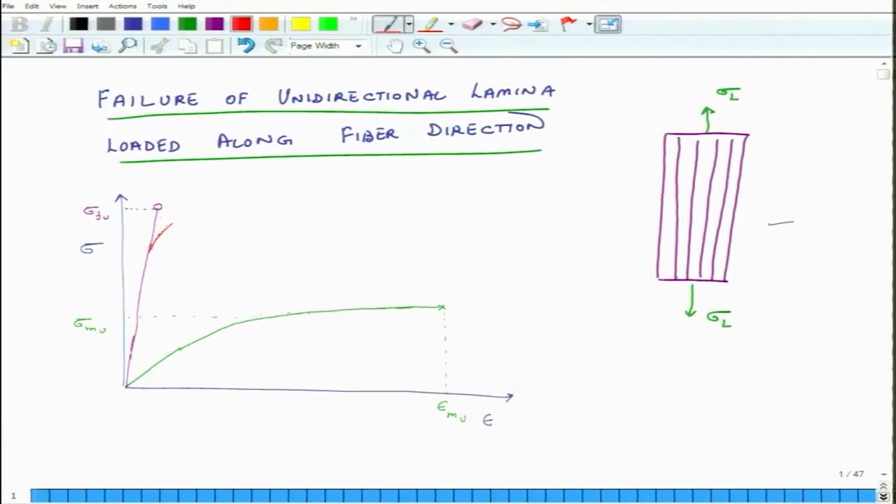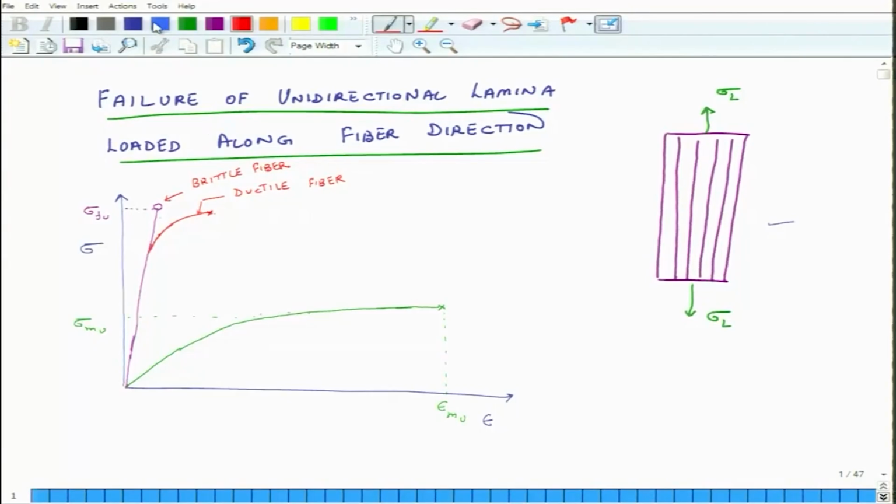Now, if the fiber is not brittle but ductile in nature, then at a certain point it starts behaving plastically, and at some point it again fails. This is for a ductile fiber, and this curve is for a brittle fiber.